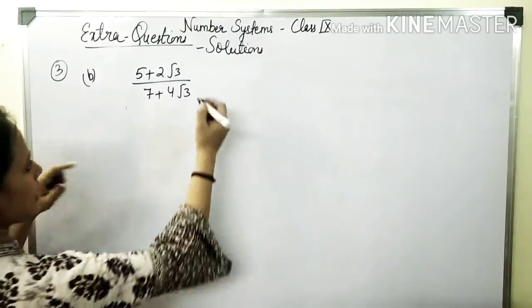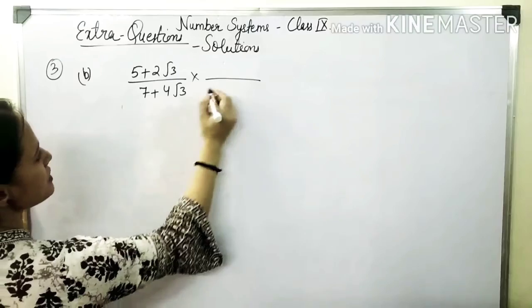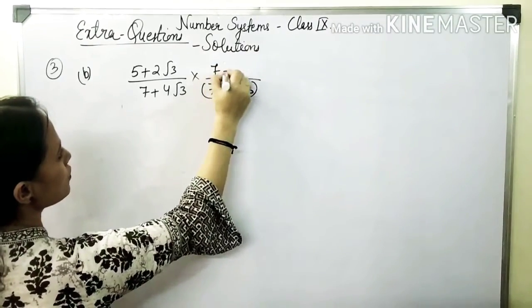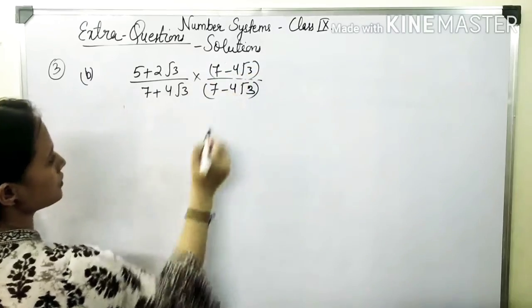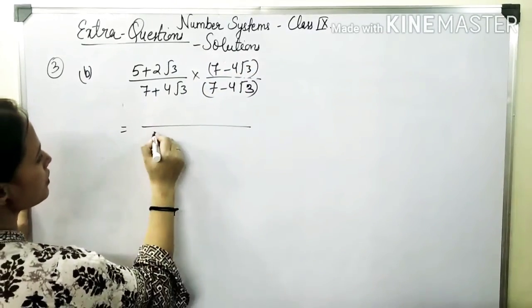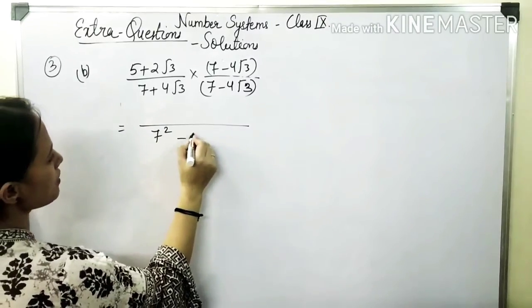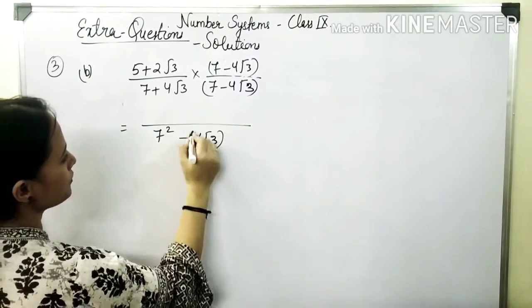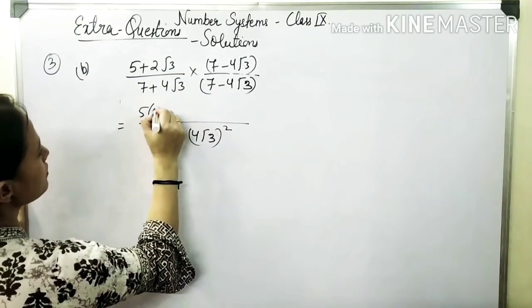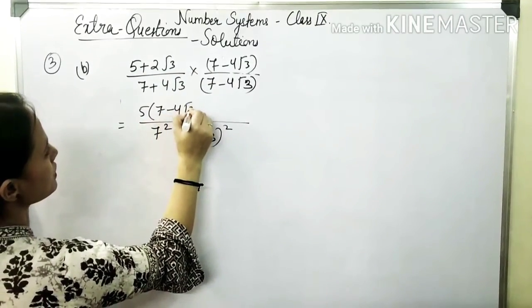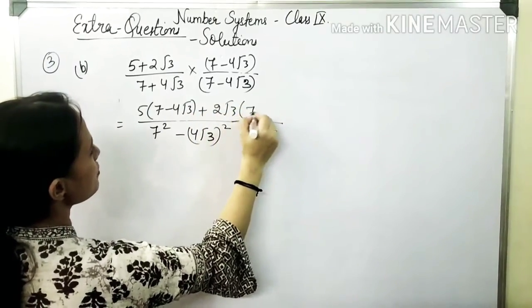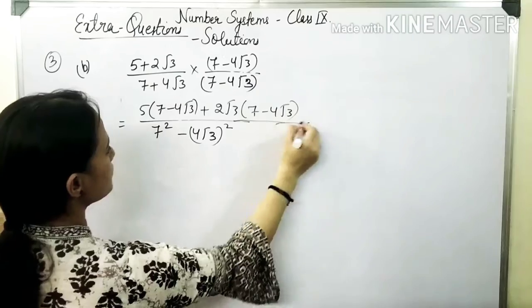So first rationalize. For rationalizing we will multiply by its conjugate, the numerator and denominator both. Fine. Now we are getting a plus b, a minus b in the denominator, so we will get a square minus b square. And in the numerator we will have to multiply both the terms. So we are getting 2 root 3, 7 minus 4 root 3.